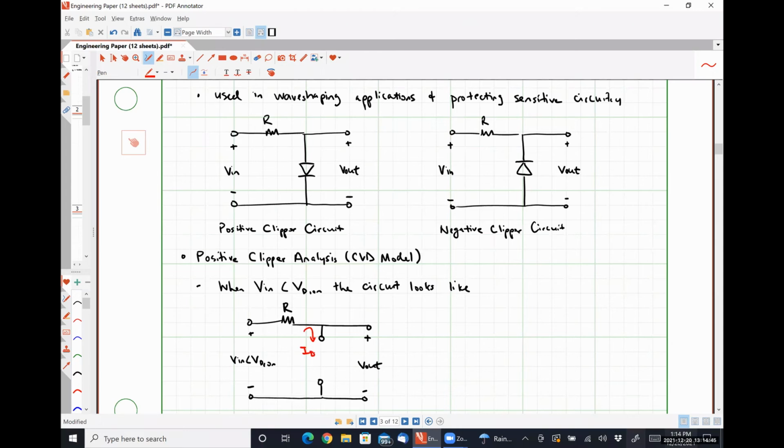So our diode current is obviously 0 amps. What does that make happen to our output voltage? Under reverse bias conditions, what should our output voltage here be? Input voltage, exactly right. So V out should be equal to V in.